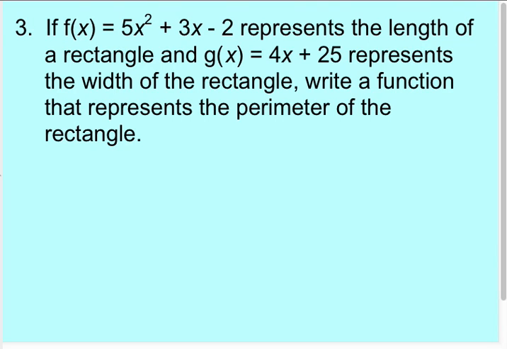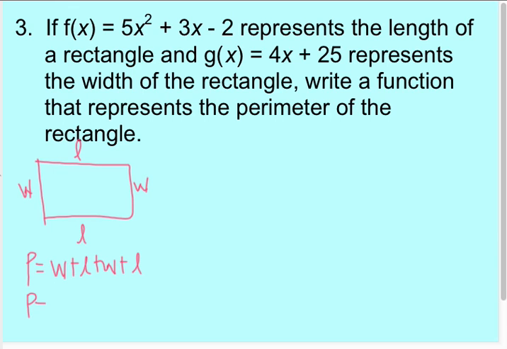All right, example 3. If f of x represents the length of a rectangle and g of x represents the width of the rectangle, write a function that represents the perimeter of the rectangle. Okay, well, think about our perimeter. If I have a rectangle, I would have my length and my length and my width and my width. So my perimeter is w plus l plus w plus l. And if I combine my like terms, I have 2w plus 2l. That's what my perimeter would be.